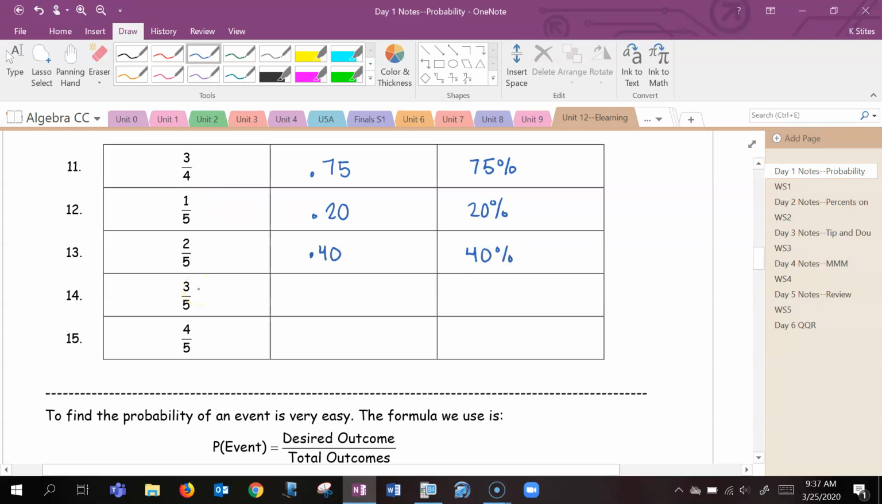3/5, okay, that's just 3 times our 0.20, right? Because if we take 1 times 3, we get 3. So 0.20 times 3 is 0.60, and you can probably see this pattern here. So our last one's going to be 4/5 is 0.80, which is 80%. Okay, so these are just numbers that as you see them in the real world, hopefully we can understand what these mean as fractions, decimals, and percents.